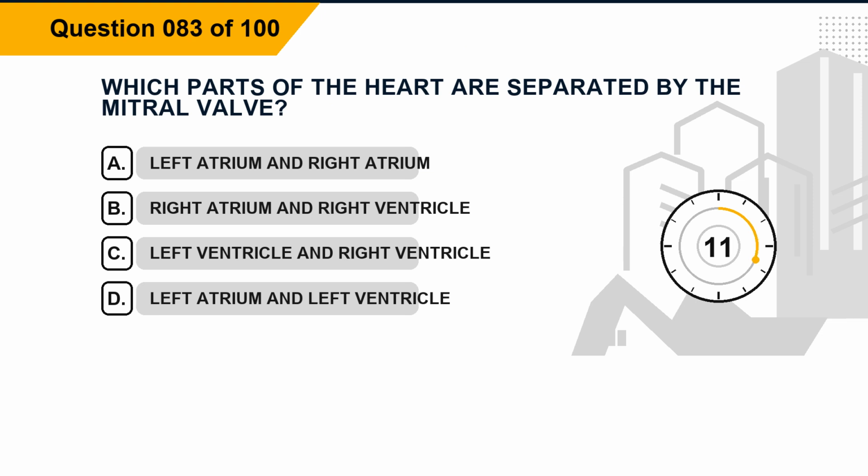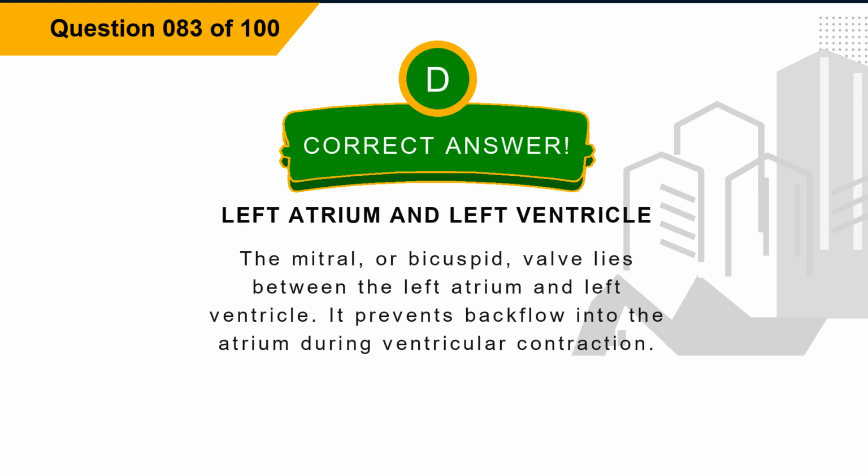Option A. Left atrium and right atrium. Option B. Right atrium and right ventricle. Option C. Left ventricle and right ventricle. Option D. Left atrium and left ventricle. The correct answer is option D. Left atrium and left ventricle.